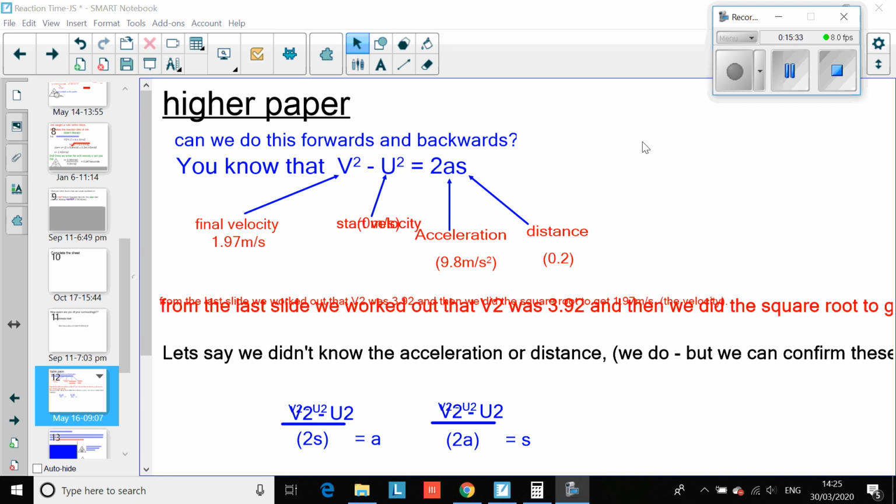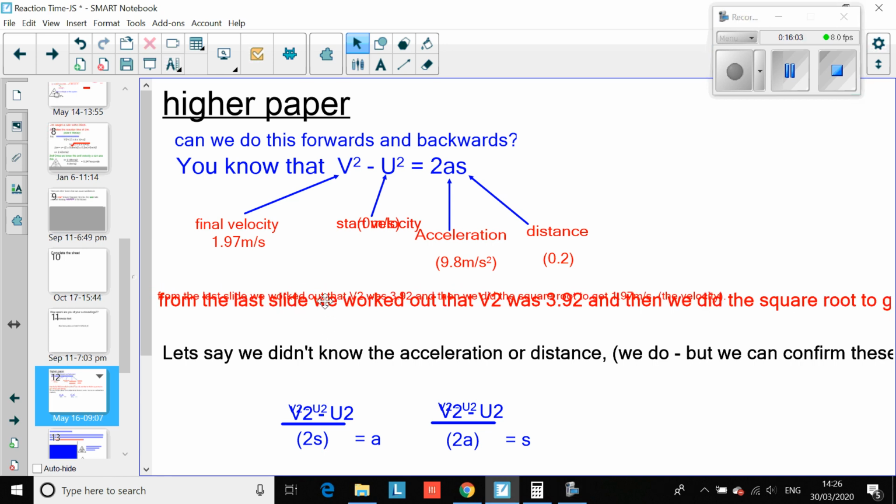Okay, so this is for the higher paper. What you are expected to do, sorry, it seems to have printed over what I've done here, but never mind. You know that v squared minus u squared equals 2as. So this is the example from earlier. We know our final velocity was 1.97 meters per second, obviously that's squared. We know acceleration is 9.8, and we know distance is 0.2. From the last slide, we worked out that v squared was 3.92, and then we did the square root of that to work out the velocity, which was 1.97 meters per second.